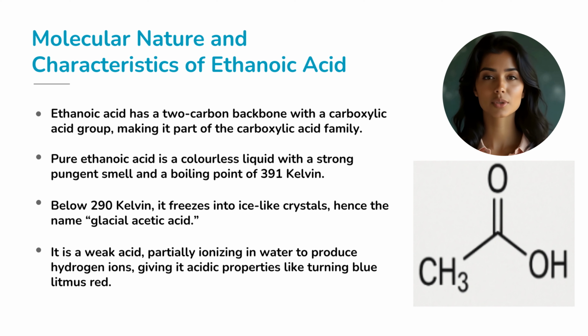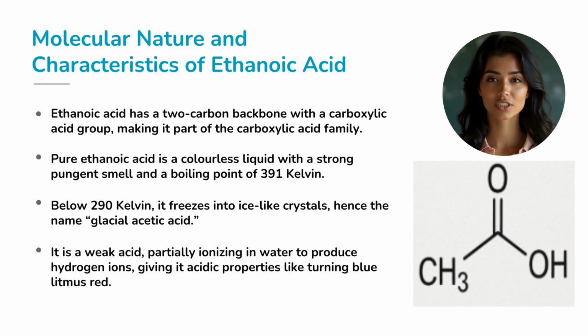Now let's turn to ethanoic acid, the compound that makes vinegar sour and so useful in cooking. Its structure is built from two carbon atoms, three hydrogens bonded to the first carbon, and a carboxylic acid group on the second carbon. The formula is CH₃COOH. Pure ethanoic acid is a colorless liquid with a sharp smell, and it boils at about 391 Kelvin.